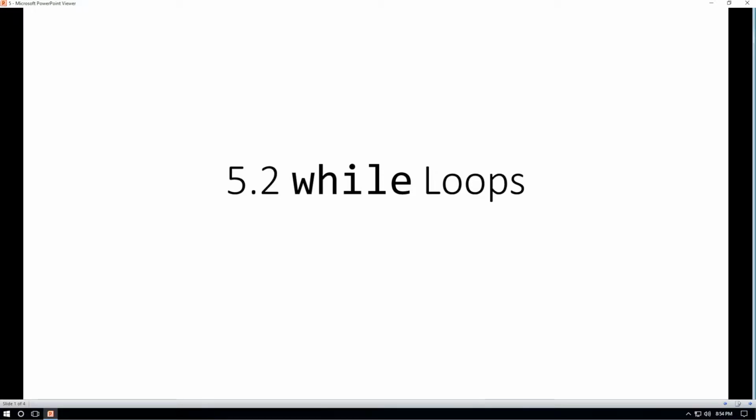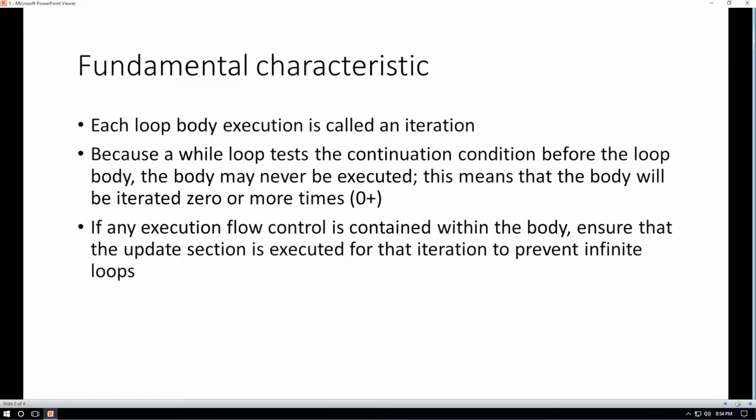In this section, we are going to discuss while loops. Each execution of the loop body is called an iteration. That is a technical term that will be used in the book and in the lectures. All it means is that the statement representing the loop body is executed one time.